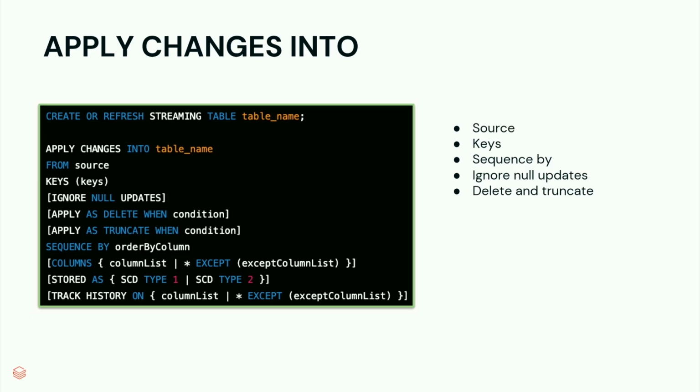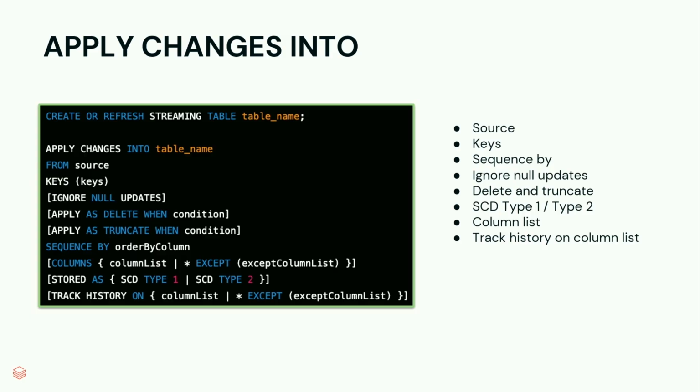And you can also specify delete and truncate events. So we will figure out how to delete the row or drop the entire table in the target. You can do type 1, type 2, and you can select a subset of the columns to be replicated. And in the case of type 2, you can select a subset of the columns to track for the history.